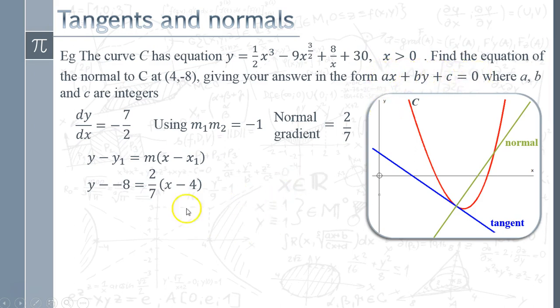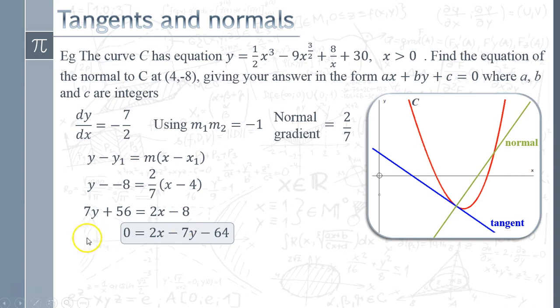So we've just got to do the working out. And again, let's take the 7 over to the other side and multiply it. It just makes that a whole lot easier rather than dealing with fractions. And then we've got to get everything on the one side and leave a 0 on the other side. There it goes. And there is the equation of the normal, which is what we're being asked for. Job done.